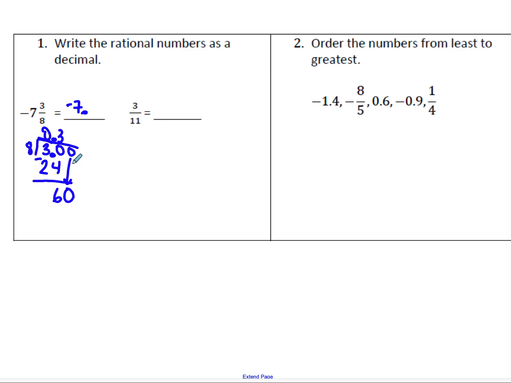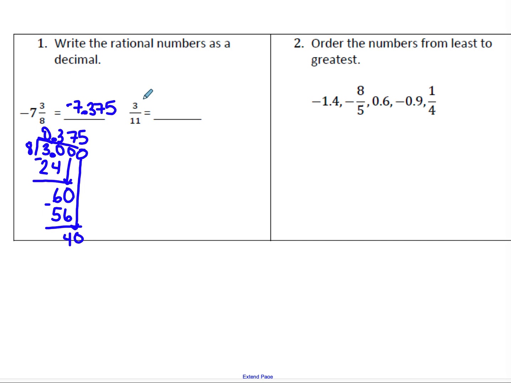Okay, so 8 goes into 60 7 times. 7 times 8 is 56. 60 minus 56 is 4. Add a 0, bring it down. 8 goes into 40 5 times. So my decimal was 0.375, which means my rational number is -7 from our mixed number, 0.375. Now, if I wanted to, I could have changed -7 and 3/8 into an improper fraction and then made that as a decimal, and it would have given me the same answer.